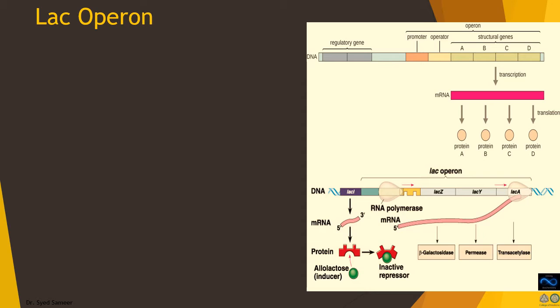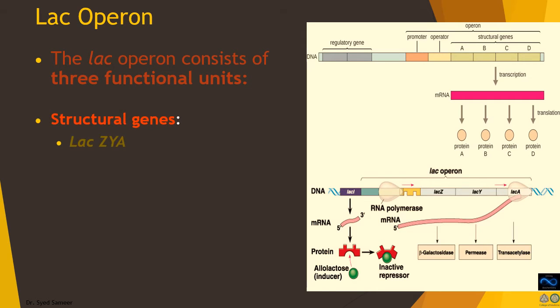Although a number of different operons exist in the prokaryotic world, one of the classical examples is the Lac Operon. The Lac Operon consists of three functional units. The first unit is the structural gene itself, called LAC-ZYA. This LAC-ZYA is the structural part, which in turn codes for three different proteins.